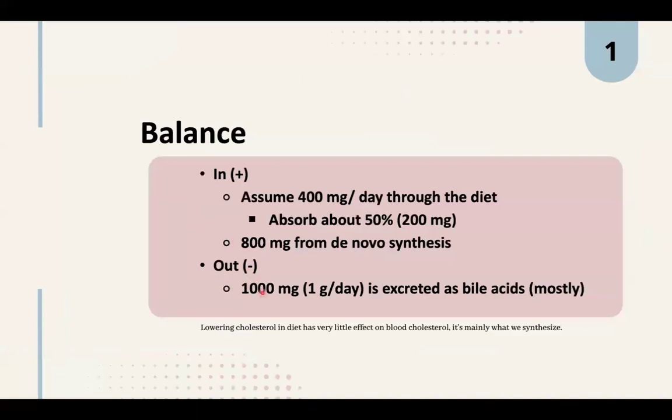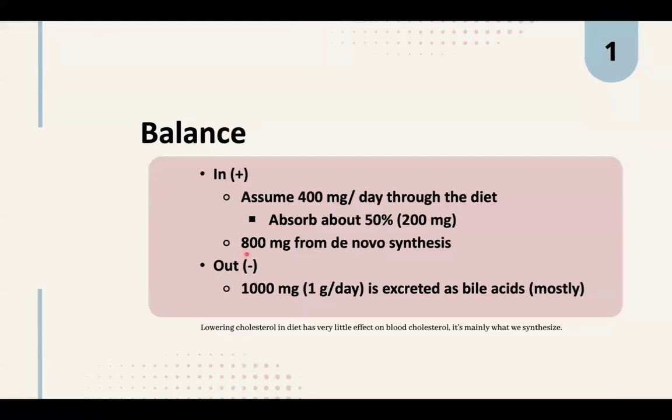For the one going out, these numbers are all assumptions. So if we assume that 1,000 milligrams is excreted in bile, which is, by the way, the main method by which we excrete or get rid of cholesterol. Let's assume that we excrete 1,000 milligrams. Now, when we look at what we take in, assume that you eat 400 milligrams, which is the average that you get by the diet. And as a rule, you always absorb 50% of the cholesterol that you eat. So if you eat 400, you're absorbing 200.